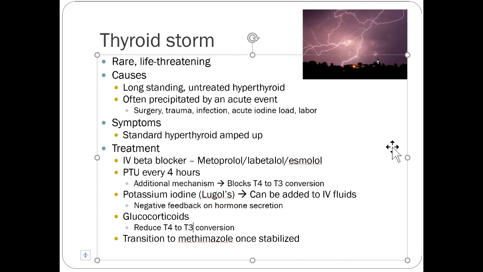So iodine could also be added to IV fluids if you needed to, but I honestly have never seen that done either. Again, this is really rare to see something like this. Glucocorticoids are a more easy, practical solution to reduce conversion, and then ultimately you'd want the patient to transition to methimazole once they were stable.